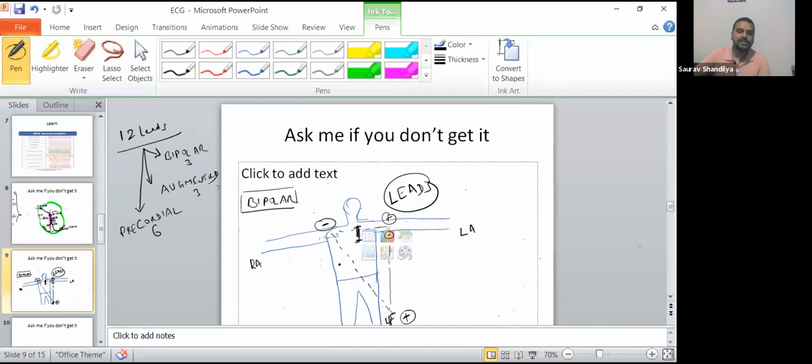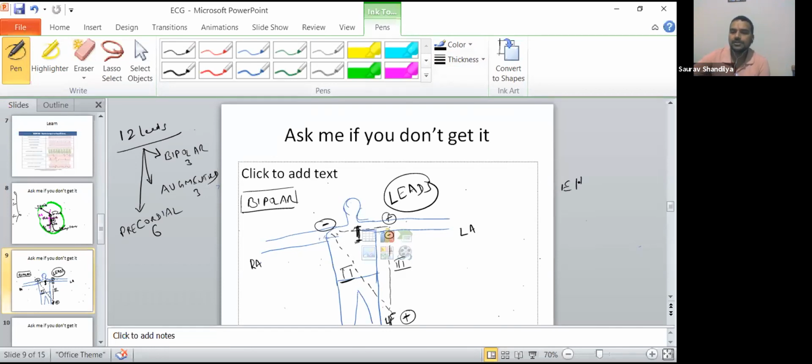Between two arms, we measure the potential. Now we have lead 2. This we measure between the right arm and left foot. And then we have lead 3, which is between the left arm and left foot. This particular potential we are going to measure, lead 3. These are all bipolar leads. Somebody said it is an Einthoven triangle. That's definitely correct. Very good. It is an Einthoven triangle.